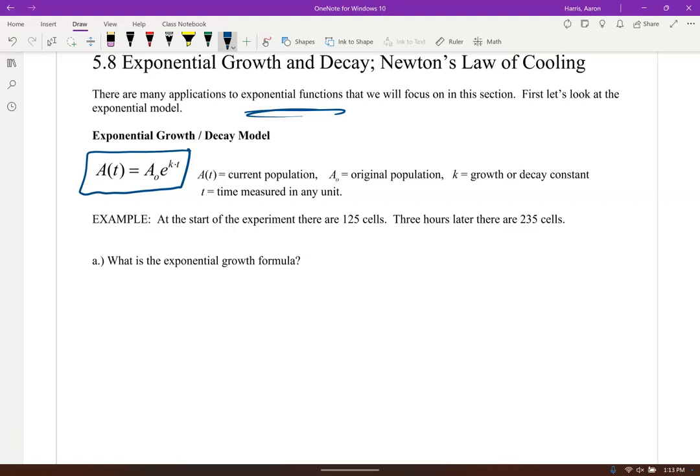A of t is the amount, the population amount that we have after time t. A sub 0 is the original amount of the population at time 0. E, of course, is the irrational e, and k is our growth or decay constant. So we need to find a growth or decay constant that's unique to this scenario. So let's go ahead and look at this first one.